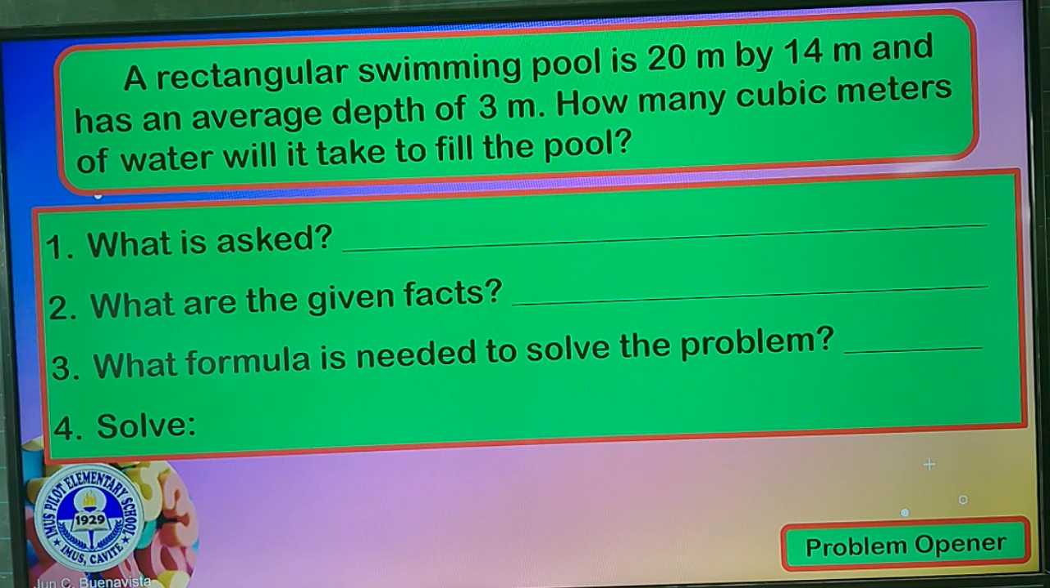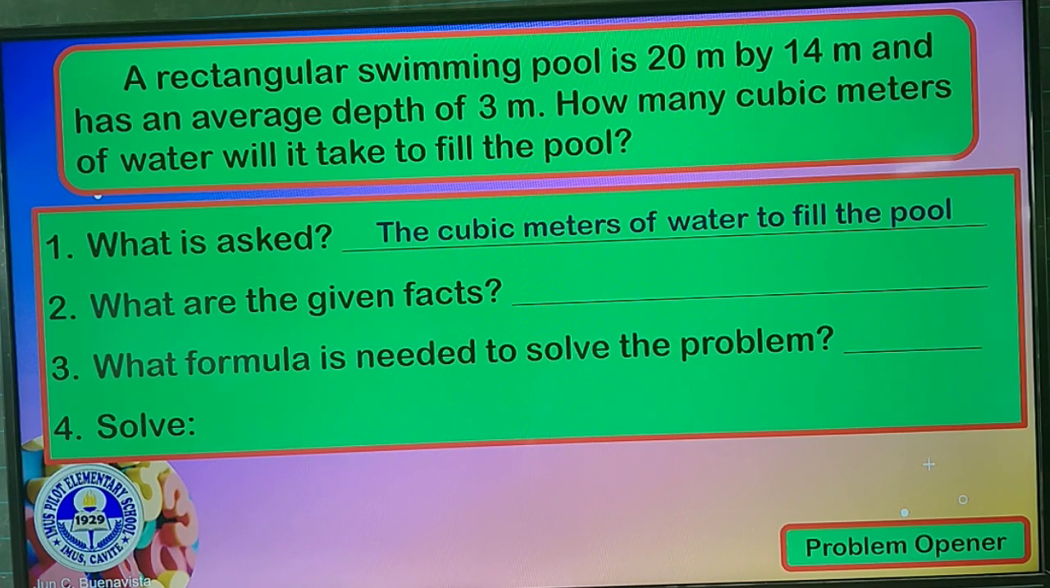So in that problem, class, a rectangular swimming pool is 20 meters by 14 meters and has an average depth of 3 meters. How many cubic meters of water will it take to fill the pool? Alright, so what is asked? Okay, very good. The problem asks about the cubic meters of water to fill the pool.